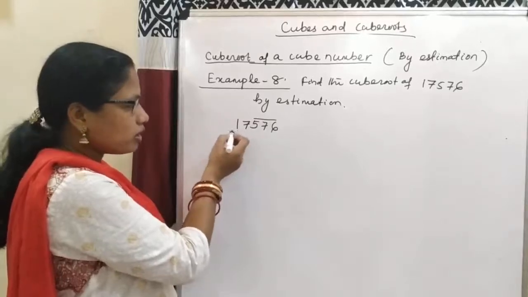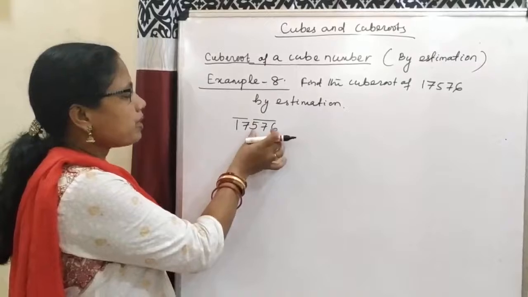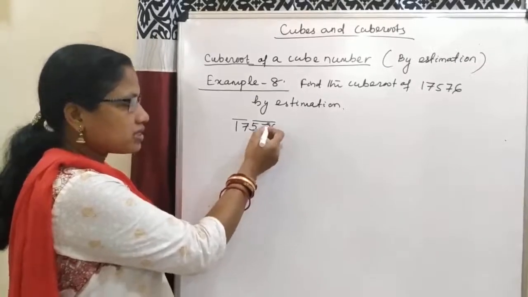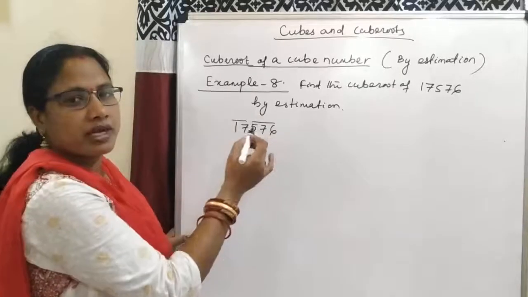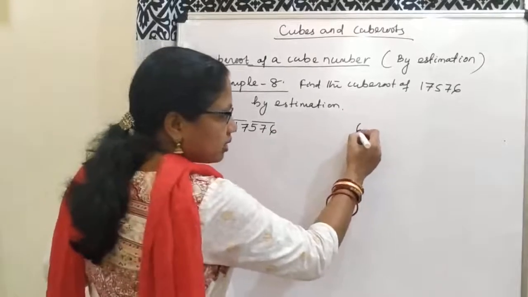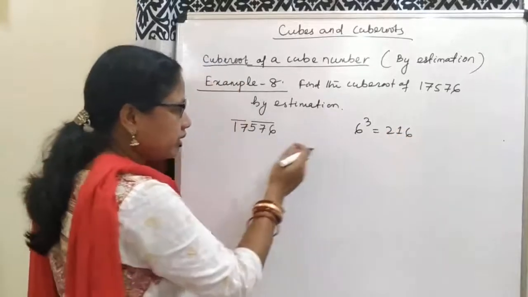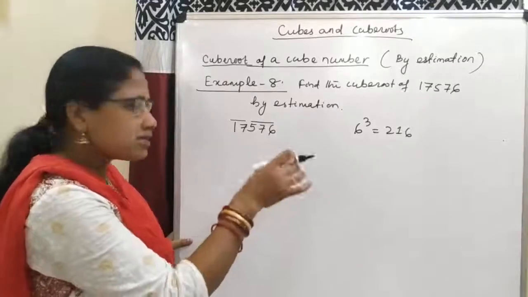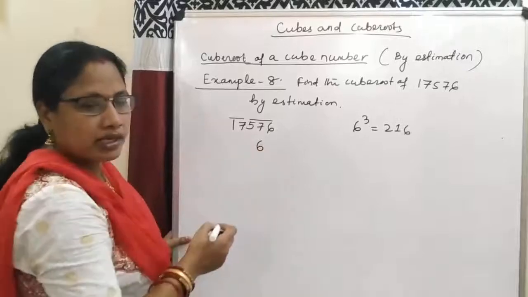Here two digits are there, so they will make a group. From 576 we have to find a digit. Here the ones place is 6. So whose cube has the ones place 6? We know that 6 cube is 216. So the cube root has the ones digit 6. So from the first group I have taken 6.